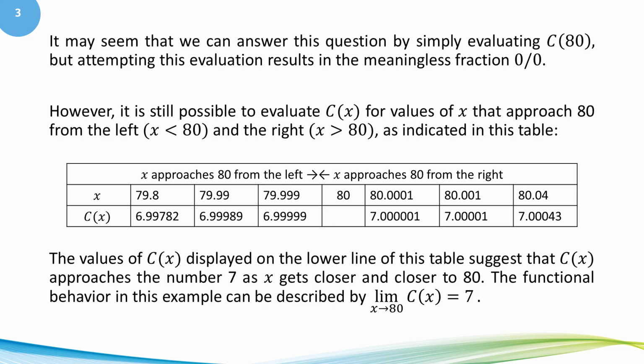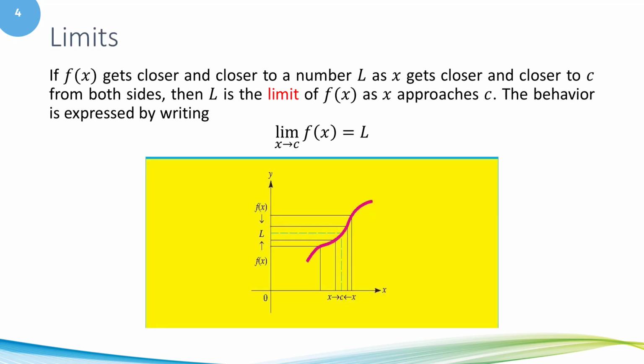We can see in the table that when x approaches 80, C(x) will approach 7. Remember, C(80) itself doesn't exist, but nearing 80, C(x) will be 7. So we say the limit as x goes to 80 of C(x) is equal to 7. Here's an illustration of the limit as x goes to c of f(x) equals L in Cartesian coordinate form.